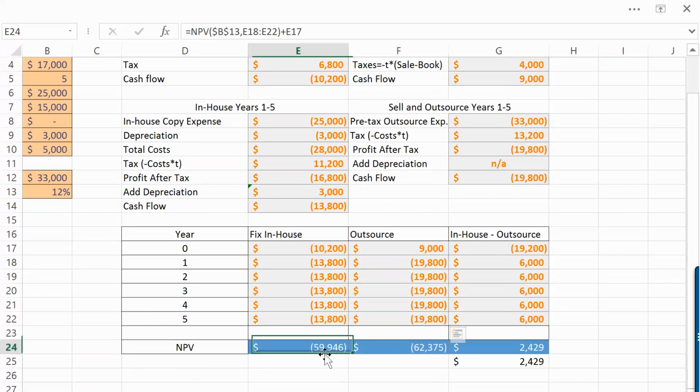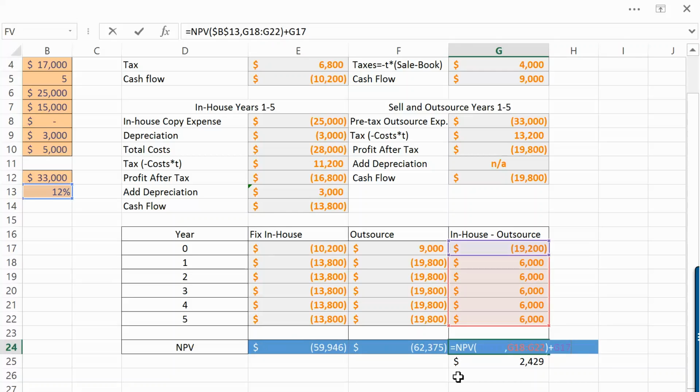I calculate the NPV of this cost, which has a present value of cost of $59,000. If I go outsource, it's $62,000. So actually, this is a weird situation. If you're only talking about costs, the better solution is to have the one with the lowest cost. This has a present value of cost of $59,000, so I will actually do that. The net present value is higher. It's a lower negative number. Or I can take the difference.